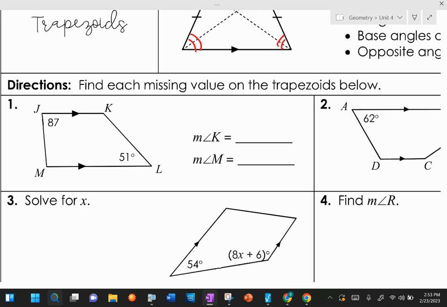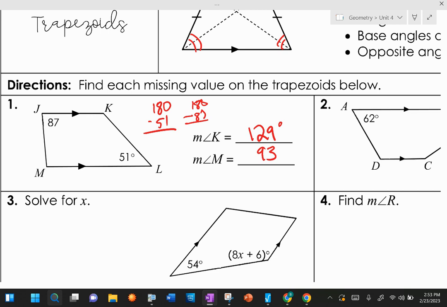Yes. L and K are supplementary to each other, because those are the angles in between the parallel lines. So I would get K by subtracting 51 from 180, and that should give me 129. How am I going to get M? I'm going to use J, because those are the two angles in between the parallel lines just on the other side. So I would take 180 and subtract 87, and that will give me 93.